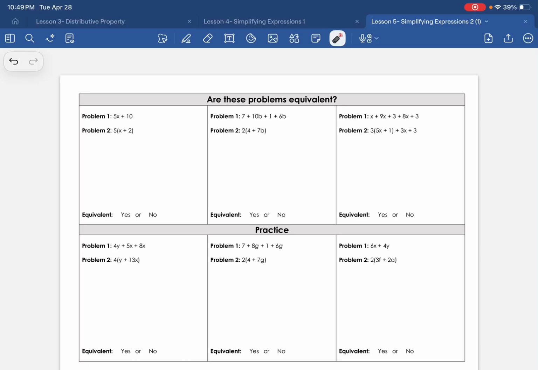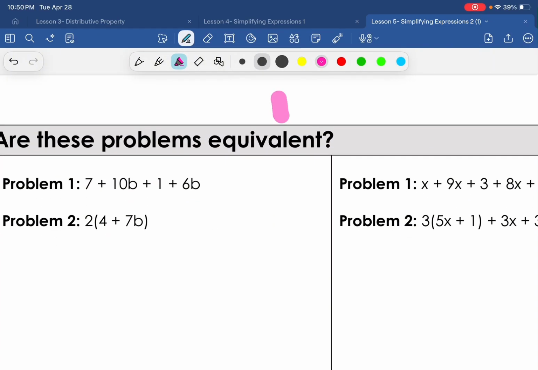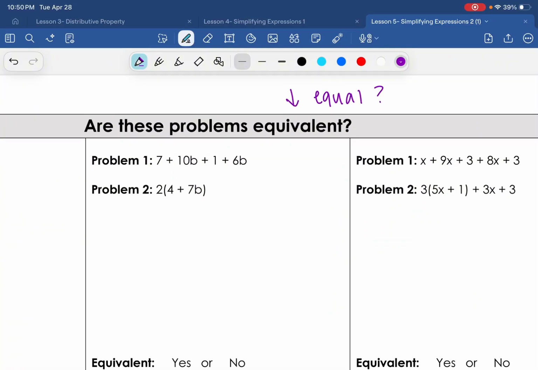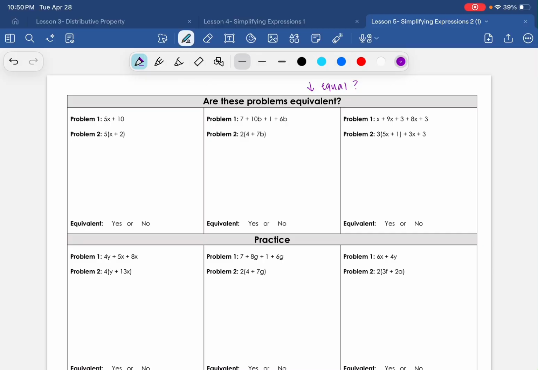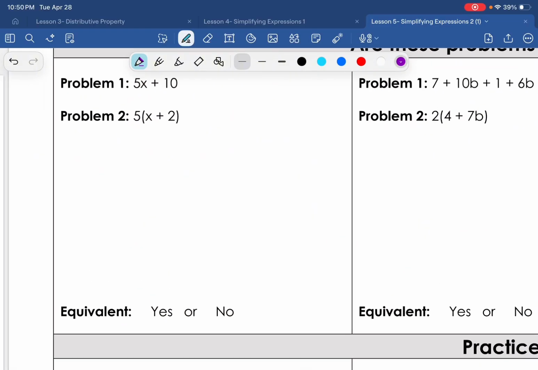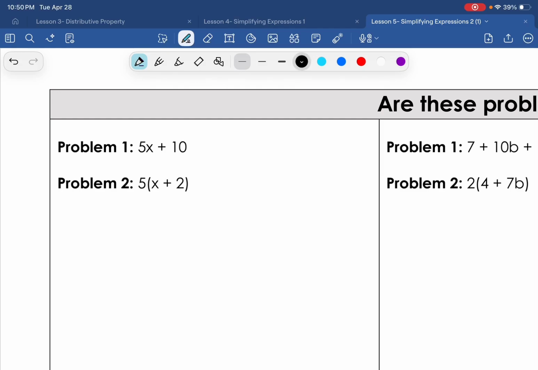Okay, so for our last page in this lesson, we need to find out now if expressions are equivalent. And remember, when we see this word equivalent, that's a fancy way of saying equal, right? Like, are these expressions equal? So if you want to find if something's equal, you would have to solve it first, right? So we are going to have to set this up with an equal sign in between.